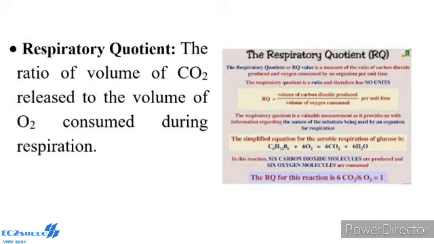Next one, respiratory quotient. The ratio of the volume of carbon dioxide released to the volume of oxygen consumed during respiration. So RQ is equal to volume of CO2 evolved by volume of oxygen absorbed. Respiratory quotient is determined with the help of an apparatus called a respirometer. The value of respiratory quotient varies with the different substrate utilized in respiration. Its value can be 1, 0, more than 1 or less than 1.